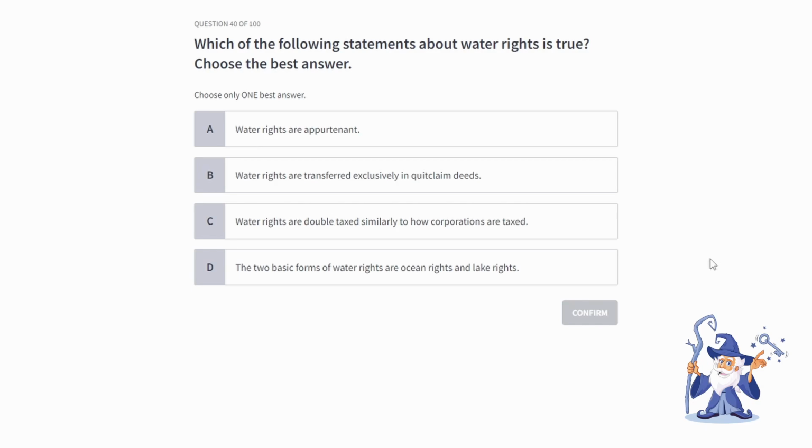Which of the following statements about water rights is true? Choose the best answer. Gives us four options. A, water rights are pertinent. B, water rights are transferred exclusively in quitclaim deeds. C, water rights are double taxed similarly to how corporations are taxed. And then D, the two basic forms of water rights are ocean rights and lake rights. So take a moment and think that one over. Come with your answer.